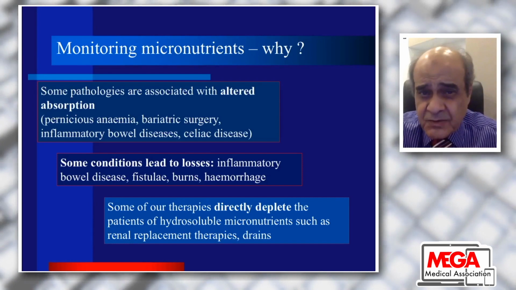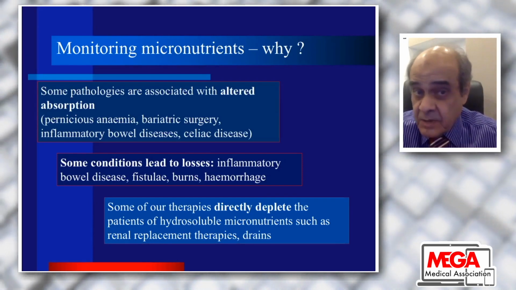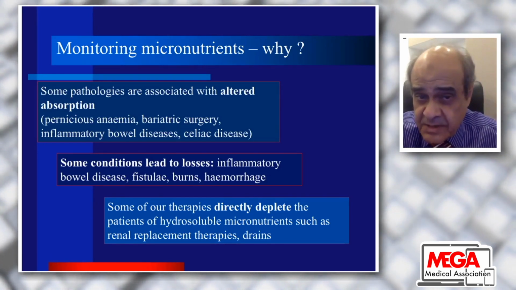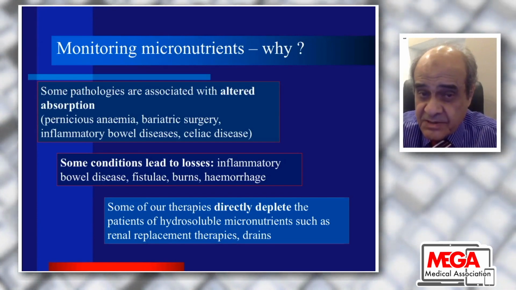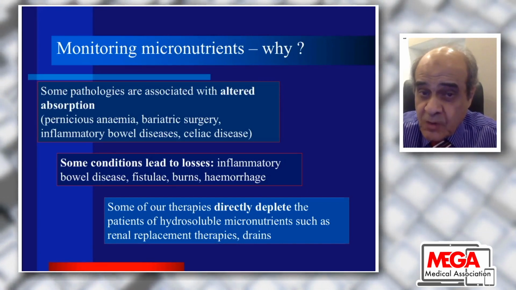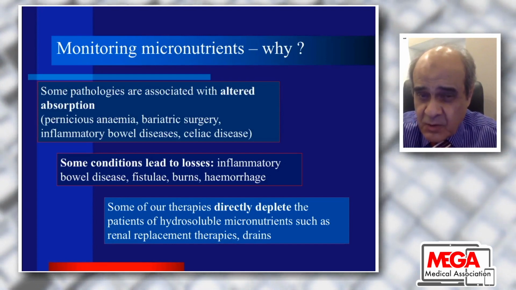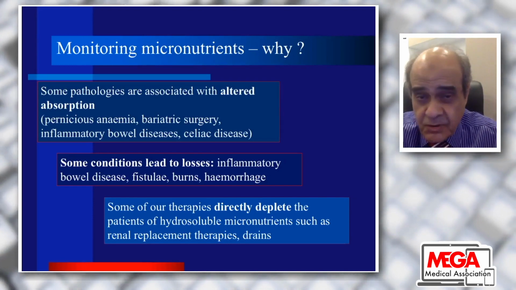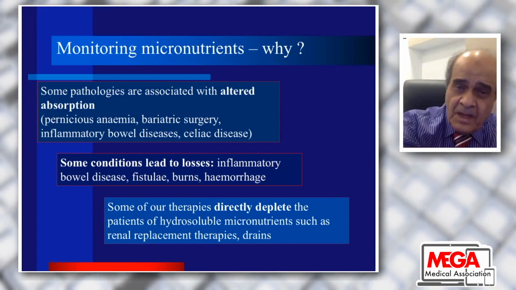Some conditions lead to loss of trace elements, like inflammatory bowel disease, fistula. Fistula is very important, in exudates and in severe burn. If you measure the serum concentration after burn, you will find it dropping, although the tissue or the exudates are rich with these trace elements, because of shifting of trace elements from the blood to the traumatized tissue and to the injured muscles and so on.